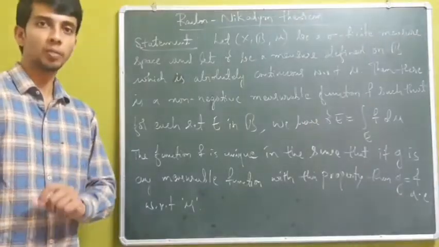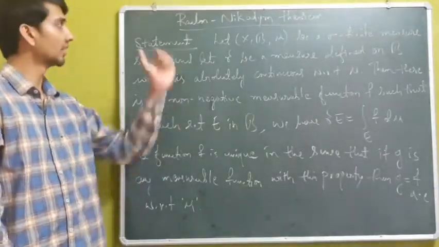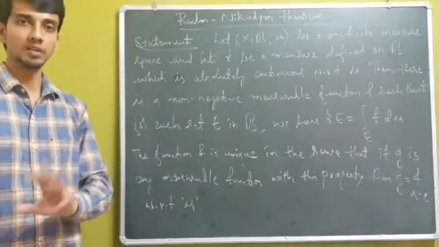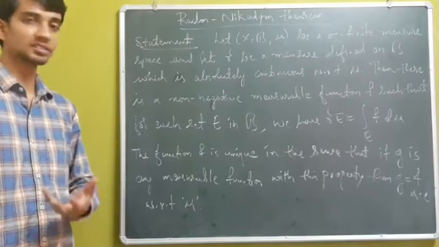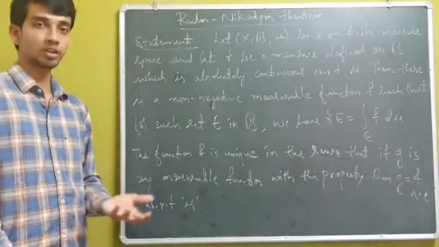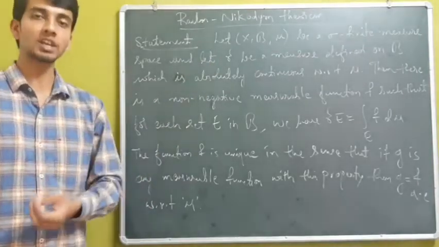So we are into the important part of this unit. It is the Radon-Nikodym theorem. Important in the sense of conceptual wise as well as the marks it carries. And the weightage for the Radon-Nikodym theorem is 14 marks.